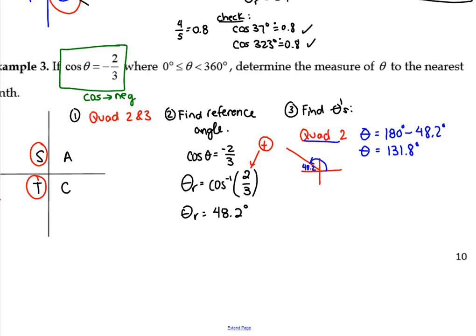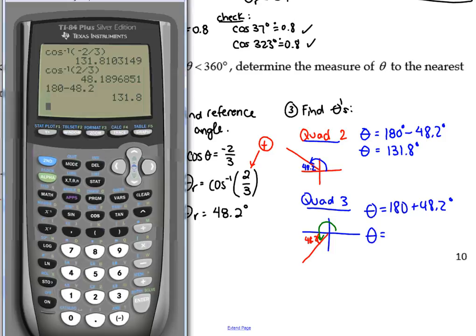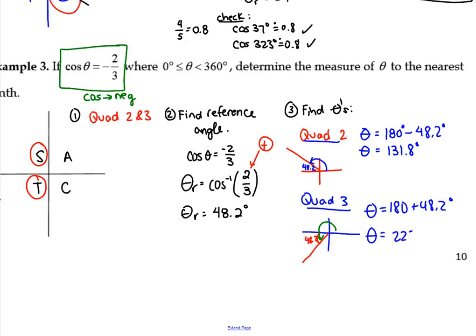Quadrant 3. So if it's in quadrant 3, here's my reference angle of 48.2. How do I get the rotation angle? 180 plus 48.2. Which gives us 228.2. So there's our two solutions.